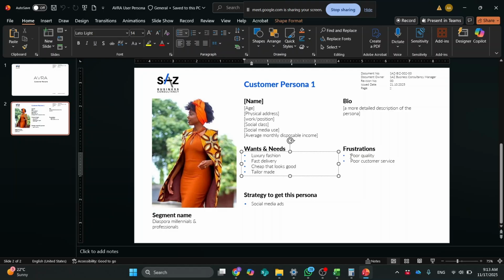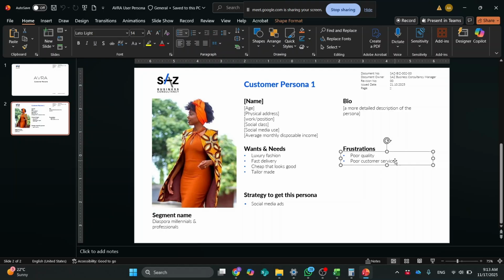Based on that, we'll come up now with the frustration. She wants the luxury fashion, she wants the cheap that looks good, but she always gets poor quality. She always gets poor customer service. She has to go to Zando, whatever. So those are the frustrations these personas are facing. So let's say the wife of a minister, she doesn't want to go shopping where there are too many people because she is identifiable. People will start disturbing her. People will take videos of her. So those are her frustrations.